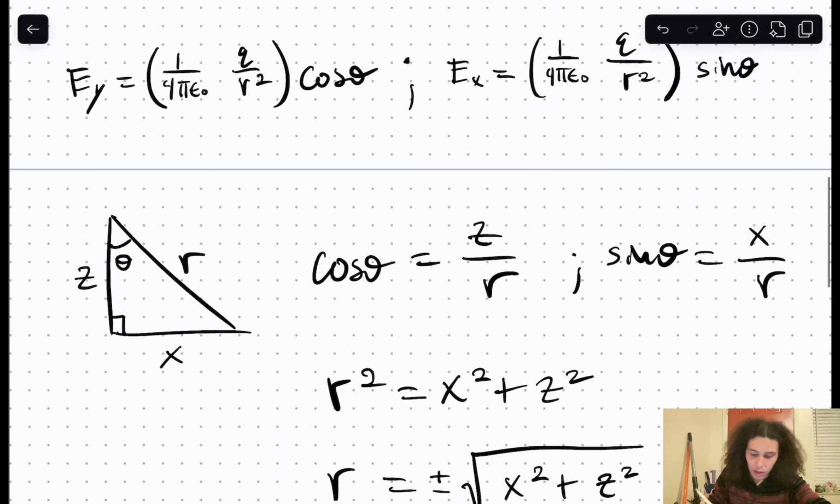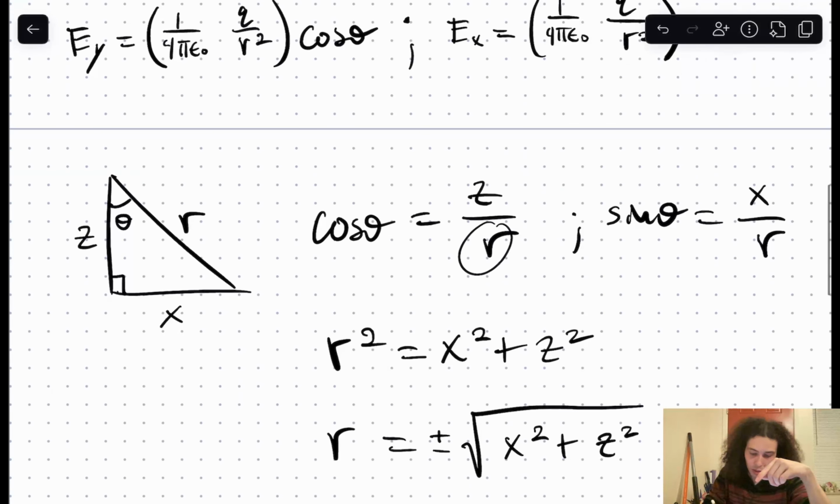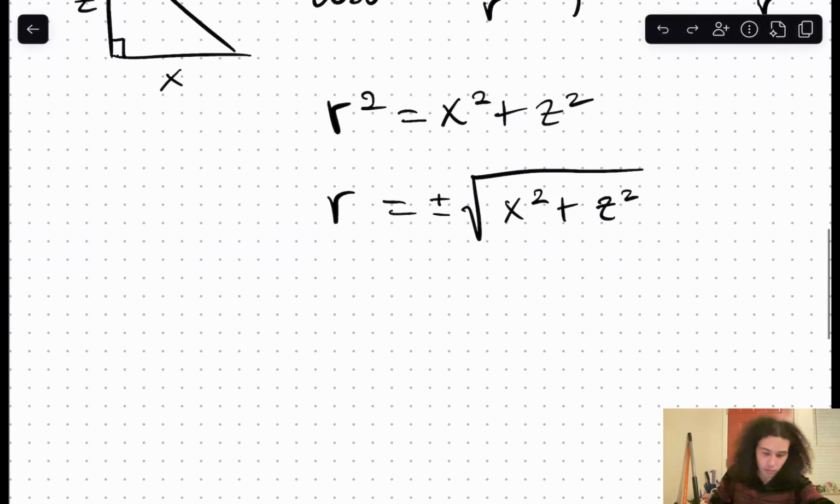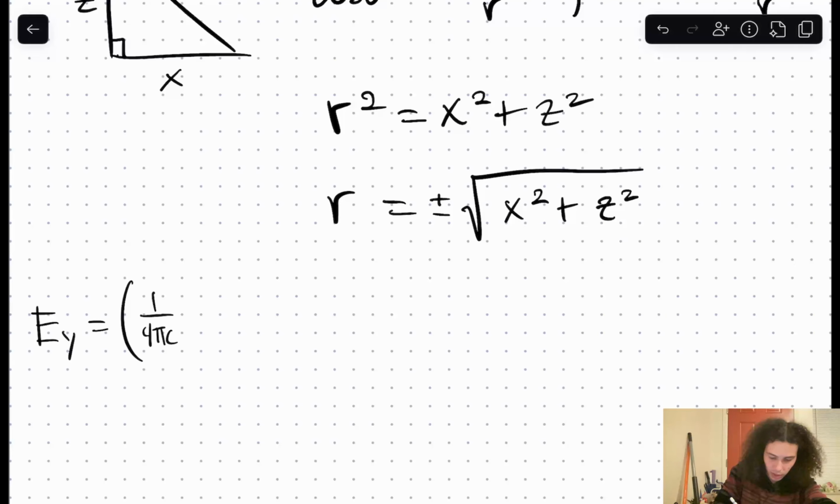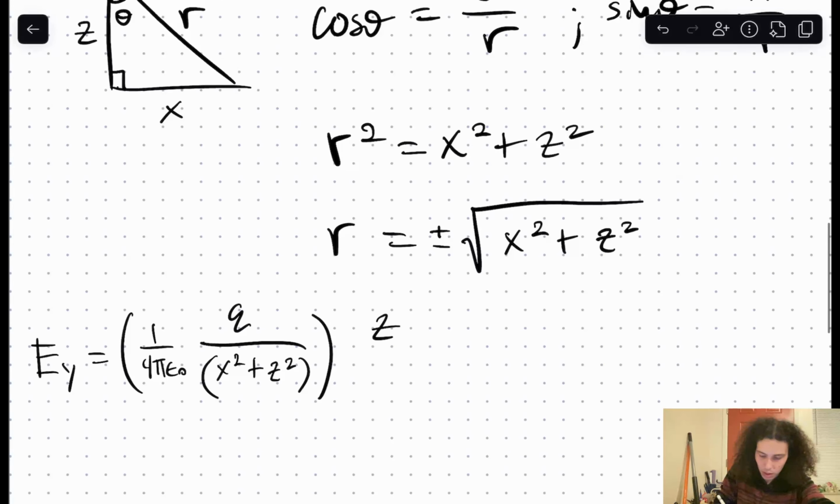Okay, so now we substitute that r squared in these equations, okay? And then again, we substitute these r's here for these guys. So let's do that. So now E_y is going to be 1 over 4 pi epsilon naught, Q over x squared plus c squared, times cosine, which is c over plus or minus the square root of x squared plus c squared.